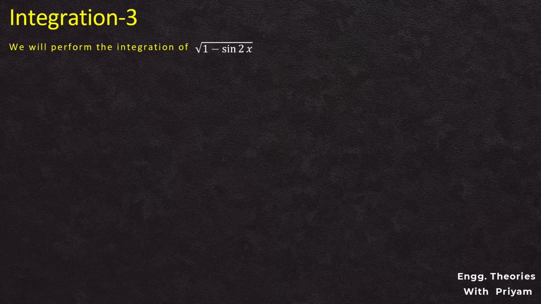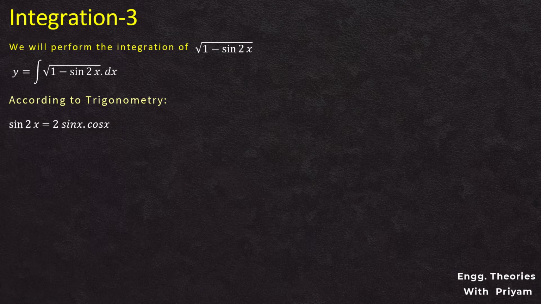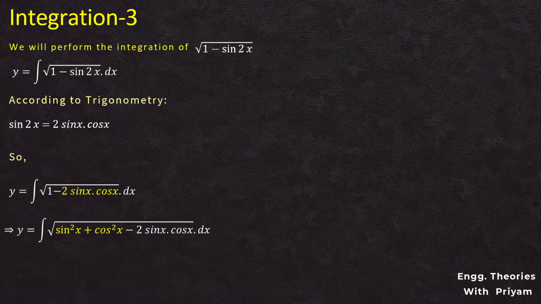In order to perform the integration of root over 1 minus sin 2x, we can write y is equal to integration of root over 1 minus sin 2x into dx. Now, according to the trigonometry, sin 2x is equal to 2 sin x cos x. If we put this value of sin 2x or 2 sin x cos x in the integration, then the integration will look like y is equal to integration of root over 1 minus 2 sin x cos x into dx. Now, this 1 can be written as sin square x plus cos square x. Then the integration will look like y is equal to integration of root over sin square x plus cos square x minus 2 sin x cos x into dx.